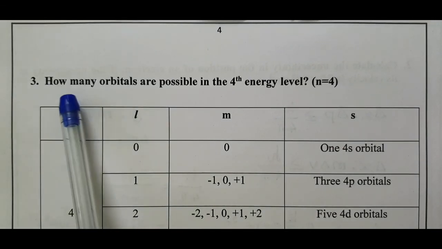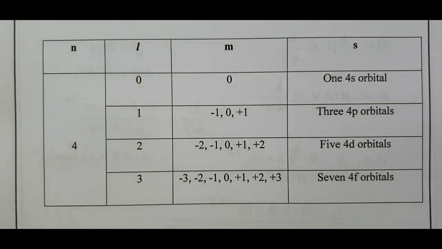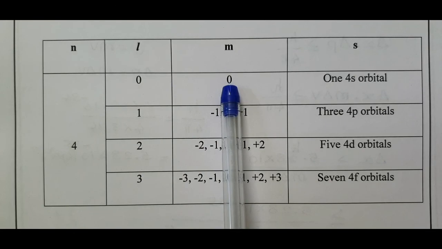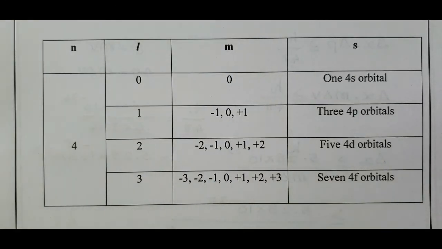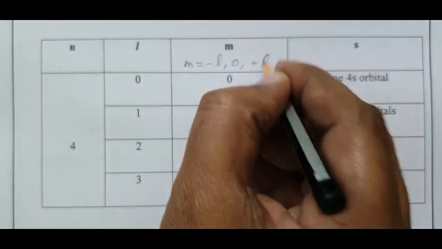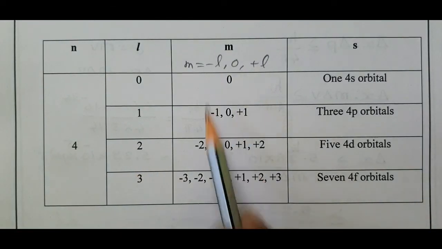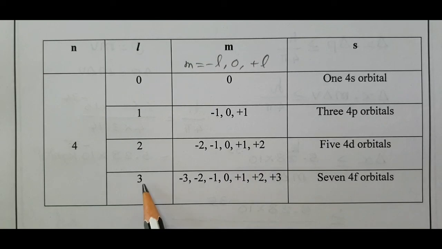Evaluate yourself 3. How many orbitals are possible in the fourth energy level? N equal to 4. Principal quantum number n equal to 4 means L has 4 values: 0, 1, 2, 3, the azimuthal quantum number. If L equal to 0, M equal to 0. M values start from minus L through 0 and end with plus L. L equal to 1 means minus 1, 0, plus 1. L equal to 2 means minus 2, minus 1, 0, plus 1, plus 2. L equal to 3 means starting from minus 3, minus 2, minus 1, 0, plus 1, plus 2, plus 3.